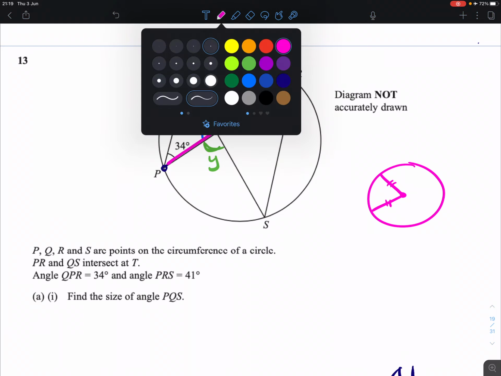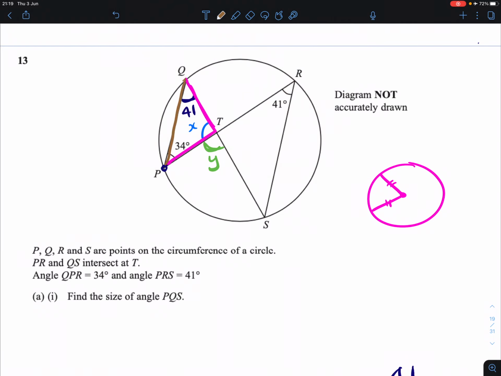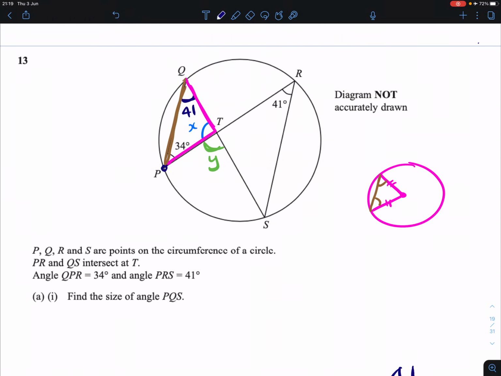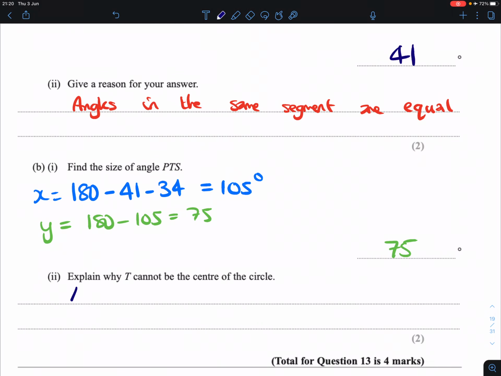After which, if we connected those lengths, like so, that would have to be an isosceles triangle with equal angles there. So the fact that 41 and 34 don't match each other means that T cannot be the center of the circle. So all I have to state is that the two angles there aren't equal. So PQT, that's this one here, does not equal QPT, which is that one there. So I'll say that again, angle PQT does not equal angle QPT. Therefore, T is not the center.